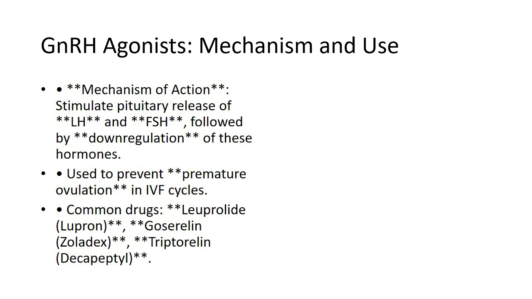However, with continuous administration, downregulation of the pituitary occurs, leading to a decrease in LH and FSH secretion. This suppresses ovulation and prevents premature luteinization, premature ovulation. This controlled suppression is important in ART cycles, as it allows for the precise timing of ovulation once gonadotropins, FSH and HMG, are administered to stimulate follicular growth.